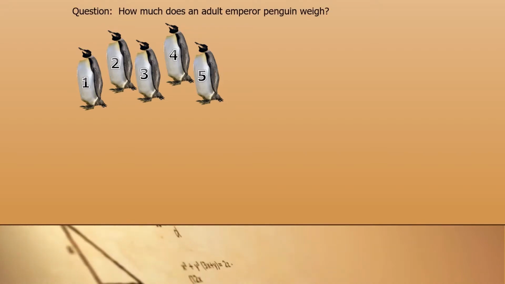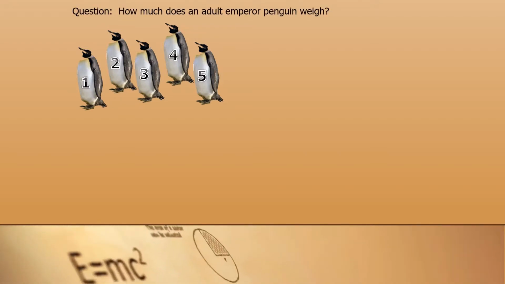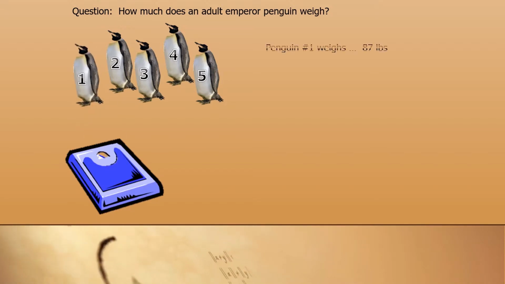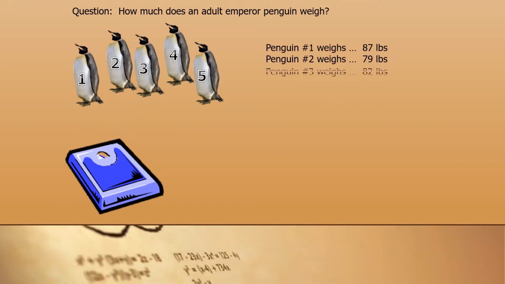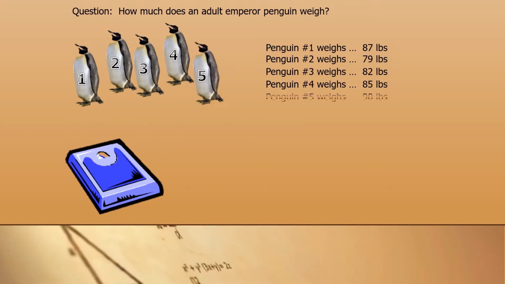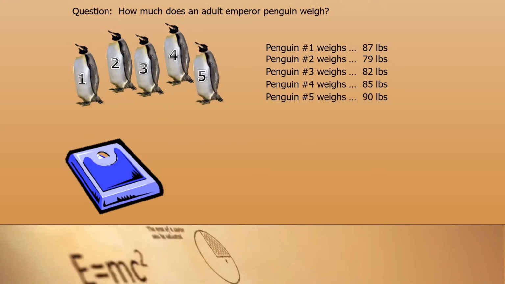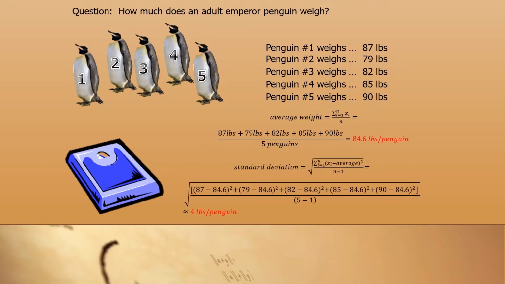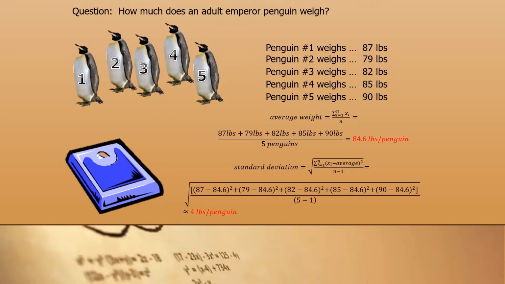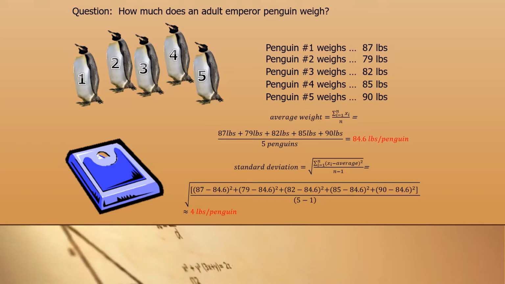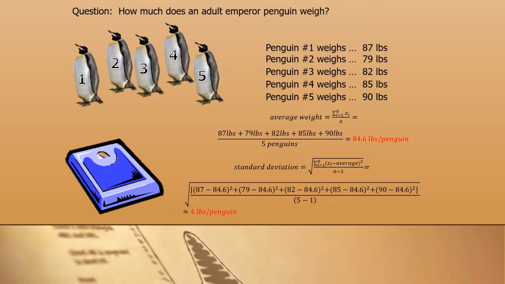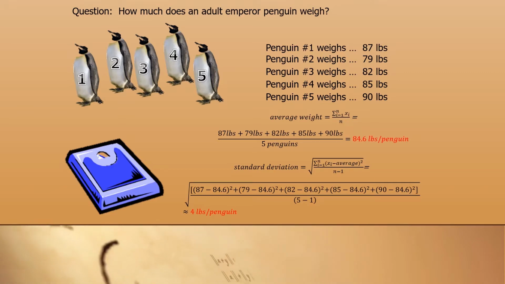For example, if I want to know how much the average adult emperor penguin weighs, I would weigh as many penguins as I had or had time to weigh. Then I would report an average and standard deviation. In case you forgot, the basic equation for average and the standard deviation is on the slide, along with the calculated results of our penguin measurements.